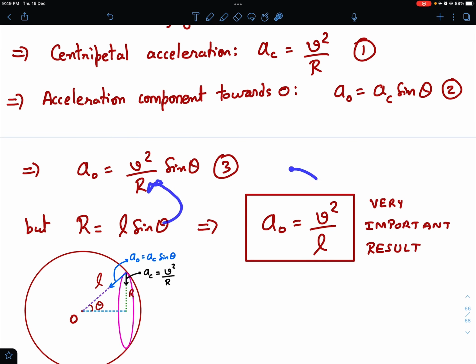So you put it over here and you get a naught is equal to v square by L. You can use this wherever you have this kind of spherical geometry coming in. The component of acceleration along the line joining the center to the particle will always be v square by L.